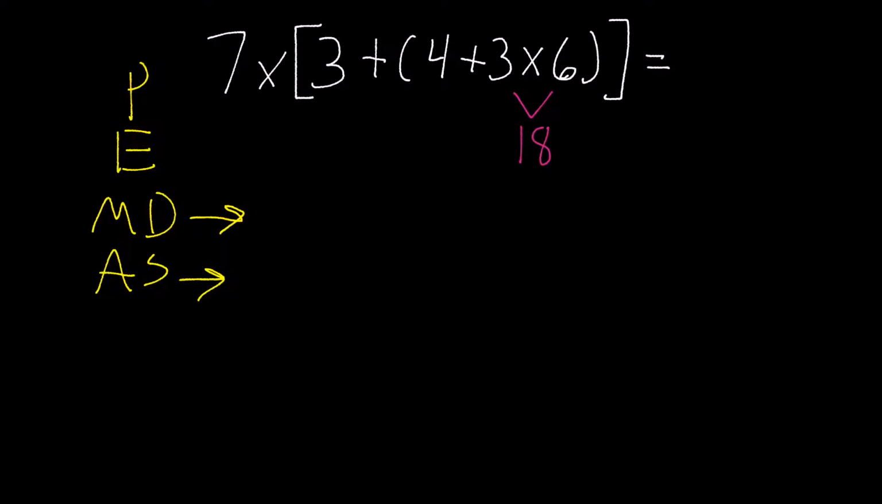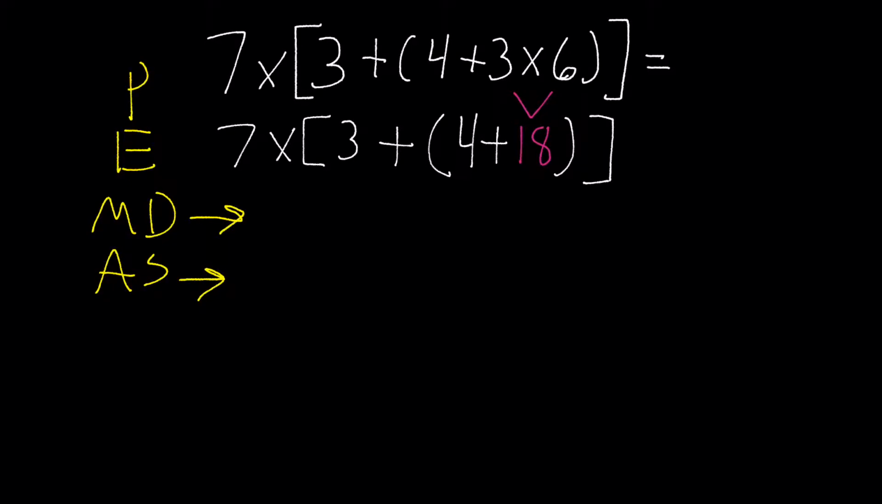And now I'm going to rewrite everything that I haven't used yet. Didn't use the 7 times bracket 3 plus parentheses 4 plus. Now here we have our 18 from the first step that we did. So I'm not going to rewrite the 3 times 6 because we've already solved that part. And I have to include the end of the parentheses because there's still part of that portion of our problem to solve, and then I also have to include our brackets. So let me finish that up.